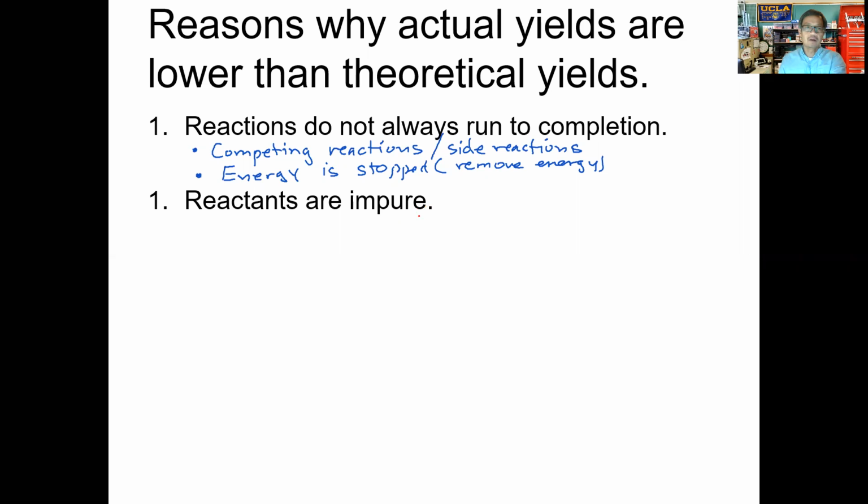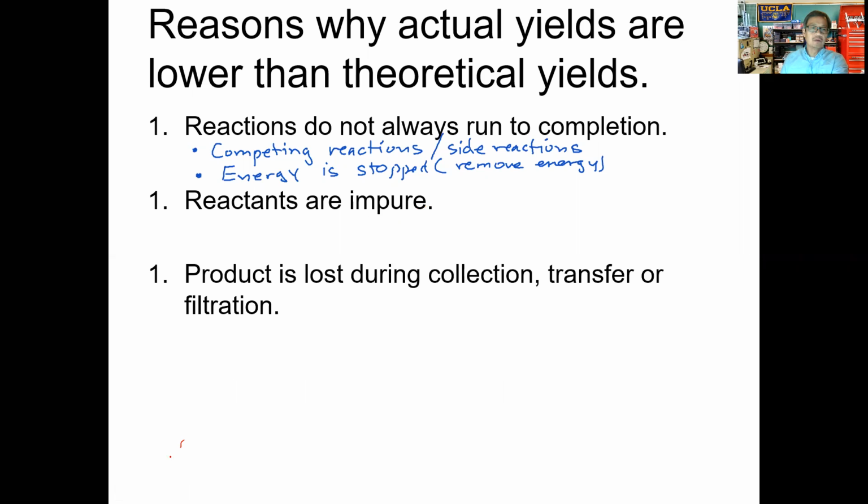Why else would we expect less? You lose a lot of times when you run a chemical reaction. There are other products that will form. There will be impurities that will form. And if there are impurities in there, we don't want that in there. Those impurities will arise as a result of impure reactants and also these side reactions. So you'll get other products. Other products will form.